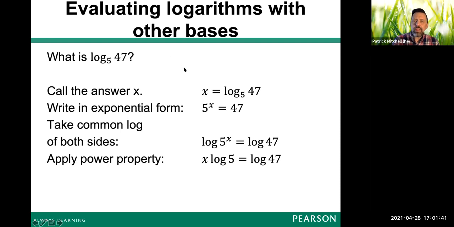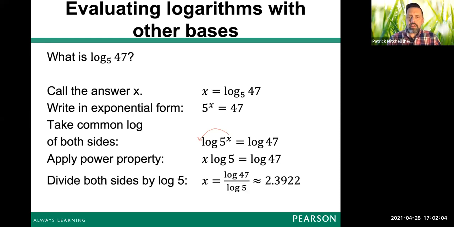And now x is the thing that I want to know about. So using my favorite property of logarithms, the power property, log of 5 to the x becomes x times log 5. So we have x times log 5 equals log 47. And if I divide both sides by log 5, I get x equals log 47 divided by log 5. That would be the exact value. And the approximate value would be about 2.3922.